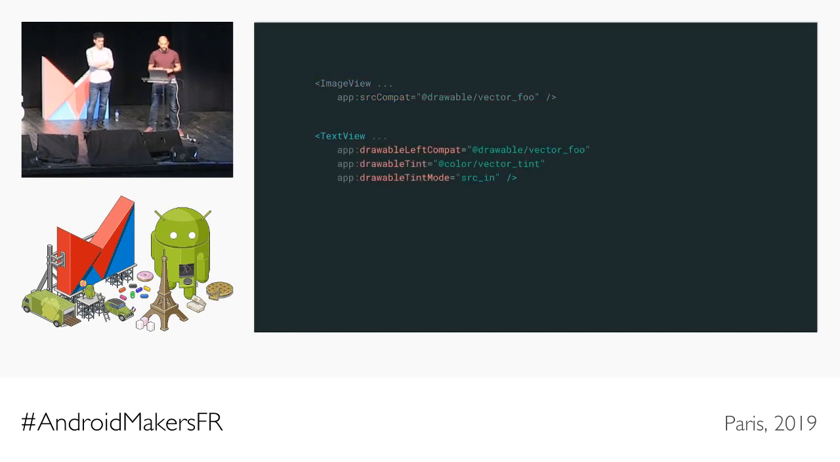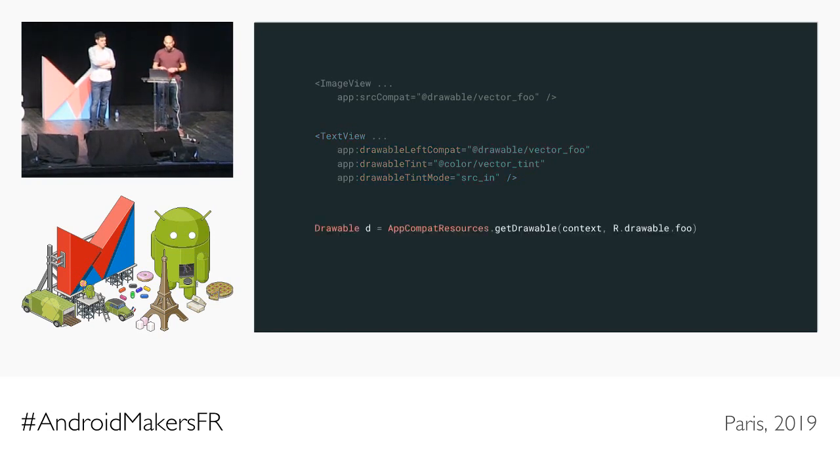And a new addition to app-compat 1.1.0, which is currently in alpha but should be going stable hopefully soon, is we've just added compound drawable support. So you can do drawable left compat, top, start, whatever compat on app-compat text views as well. And a small shout out, we also added drawable tinting. So some of the tinting stuff we talked about that you can do directly in the vector, you can also do at the view level if it makes more sense for your application to do it there.